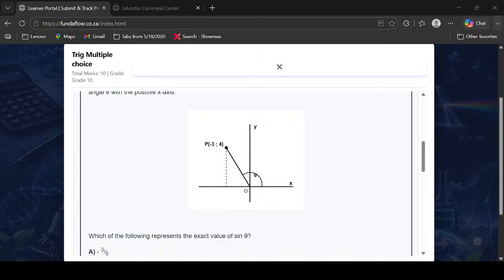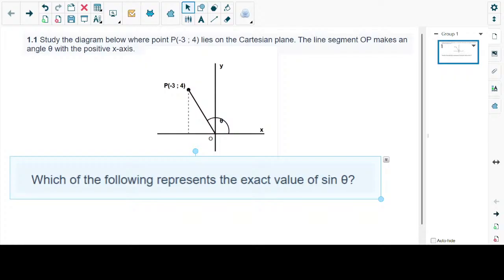Next thing that we're going to do is to check, of the sides that are given, which side is still missing. So can you identify which sides we are given? We are given the x-axis, and then we are also given the y-axis. What is our x-axis? It's minus 3. And then our y-axis is 4.